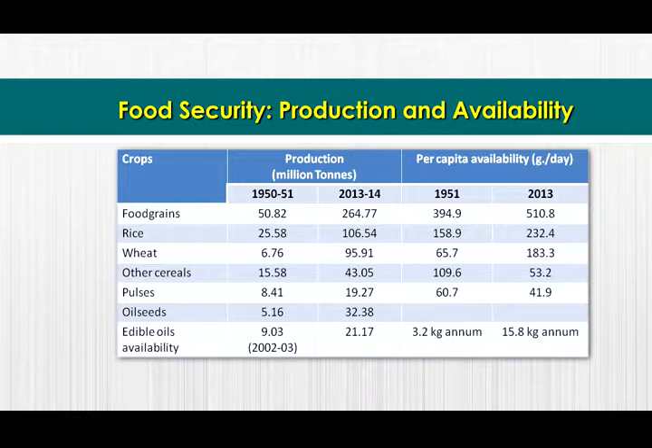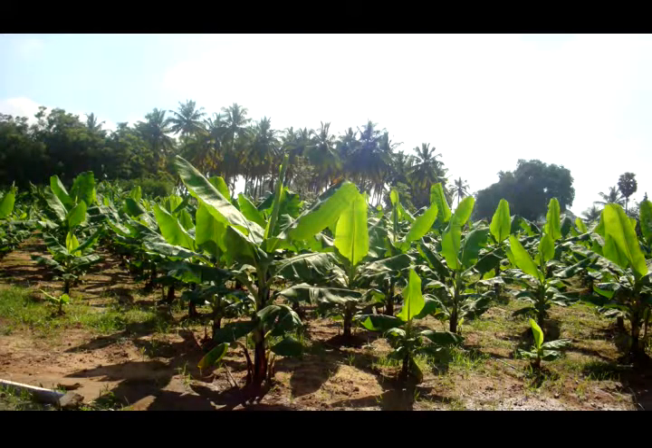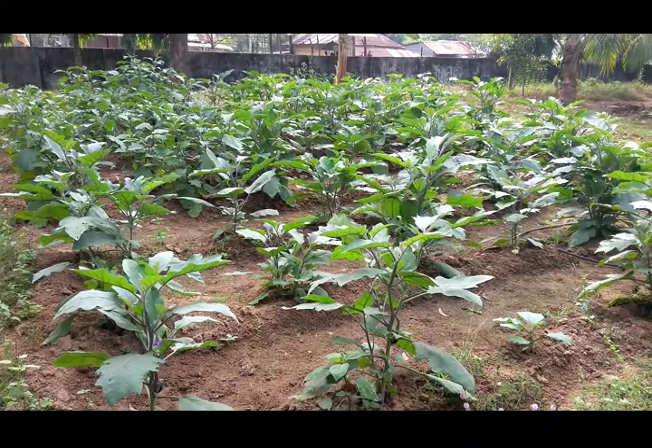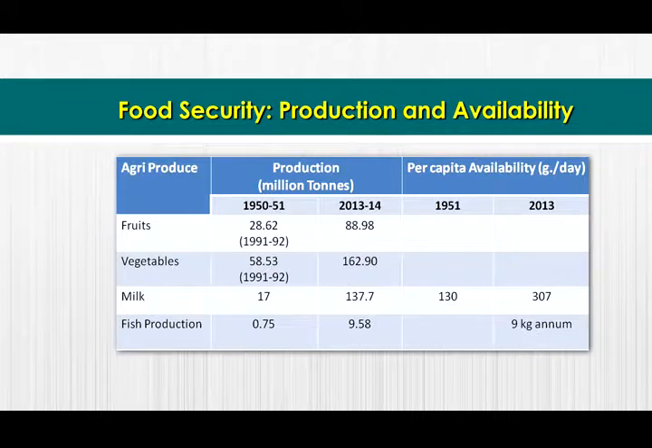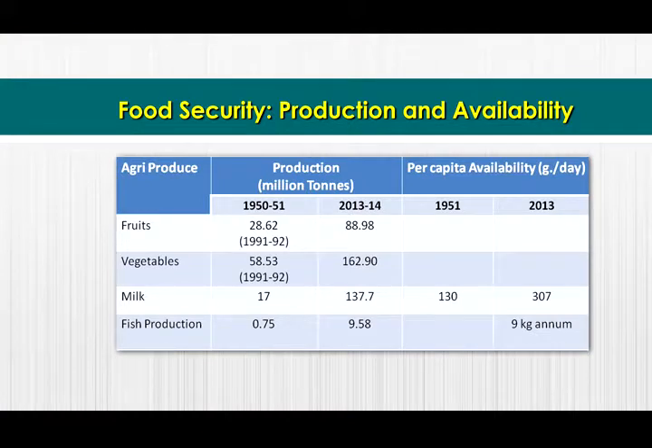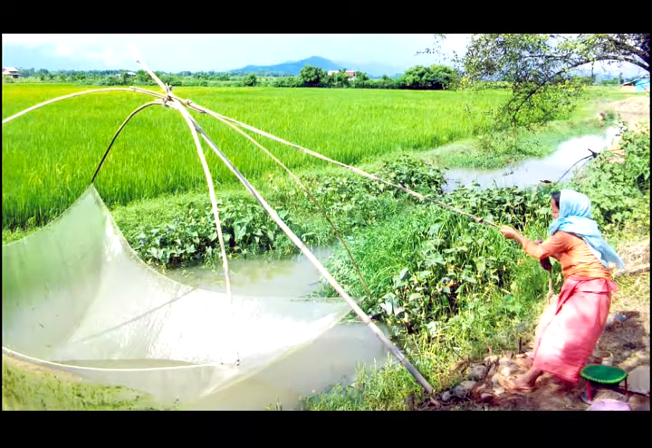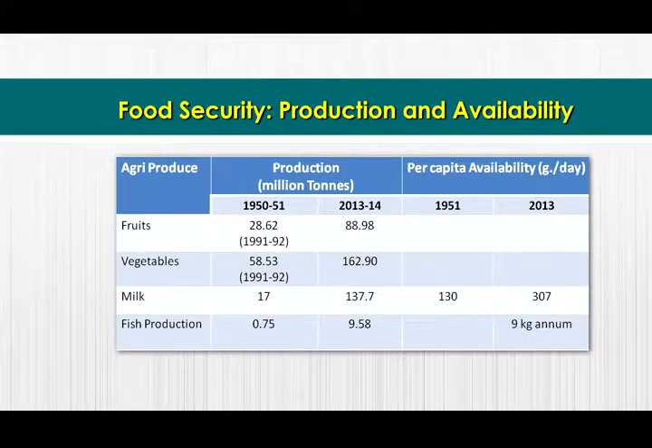In case of fruits, we can see the production has increased from 28.62 million tons in 1991-92 to 88.98 million tons in 2013-14. And vegetable production also increased from 58.53 million tons in 1991-92 to 162.9 million tons in 2013-14. Milk production has increased more than 14 times. The milk production was only 17 million tons in 1950-51. Now we have reached 137.7 million tons in 2013-14. Fish production also increased, from only 0.75 million tons in 1951 to 9.58 million tons in 2013-14.